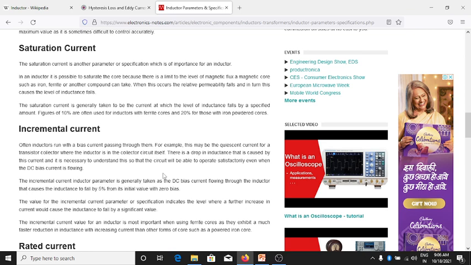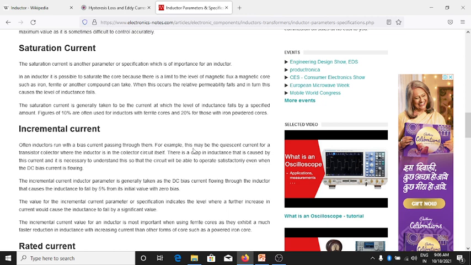Next is saturation current. The next factor to consider is saturation. The saturation current is another parameter or specification which is of importance for the inductor. In an inductor, it is possible to saturate the core because there is a limit to the level of magnetic flux a magnetic core such as iron, ferrite, or another compound can take. When it occurs, the relative permeability falls, and in turn this causes the level of inductance to fall.